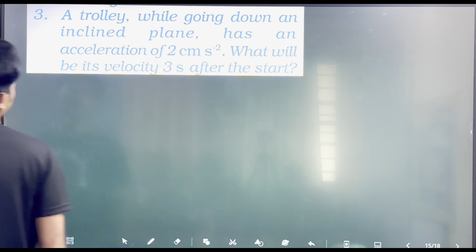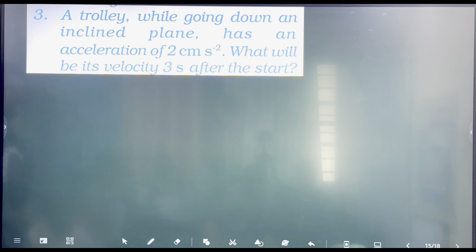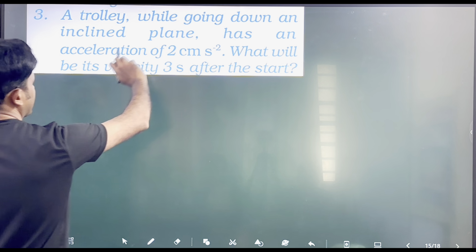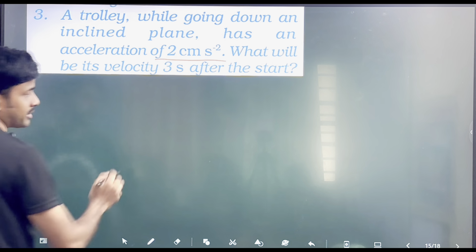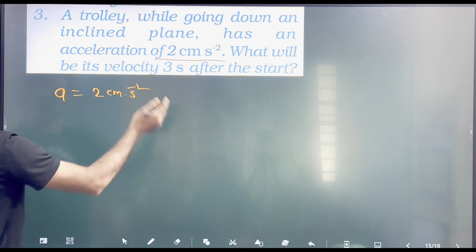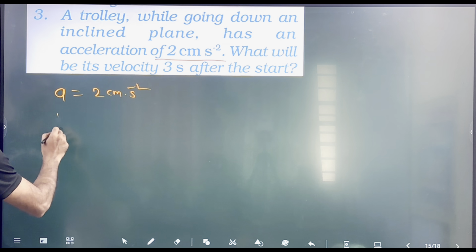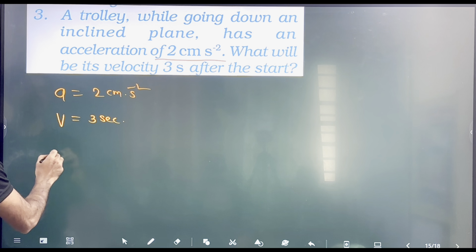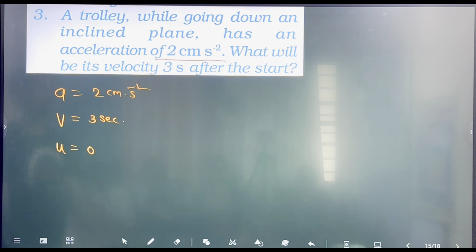Here we have a trolley going down an inclined plane with an acceleration of 2 centimeter per second square. What will be its velocity 3 seconds after the rest? Now you see, this is the trolley and it is going down an inclined plane, with an acceleration of 2 centimeter per second square. The acceleration of the trolley is given, and it's moving with the velocity 3 seconds after the start. It is starting from rest. After the start means the u value you have to consider here is 0. Then you need to find here.